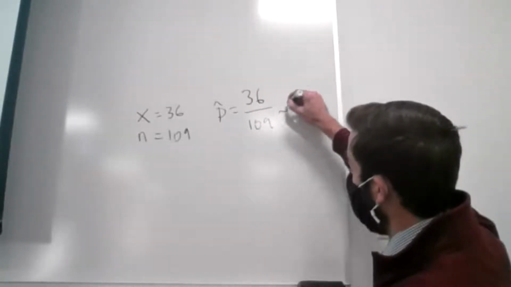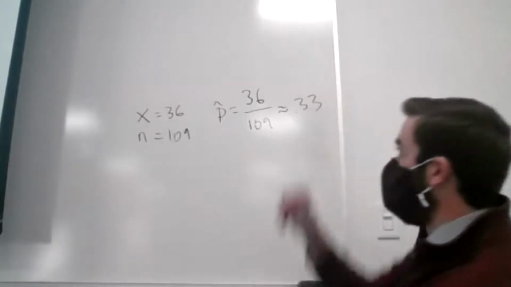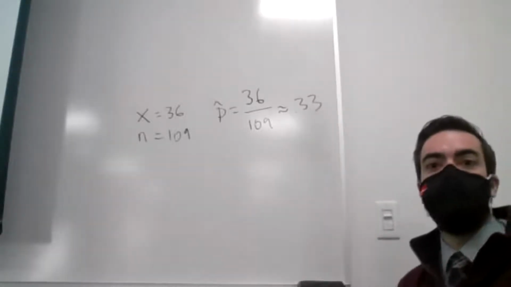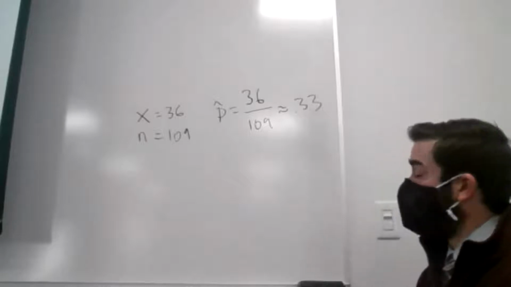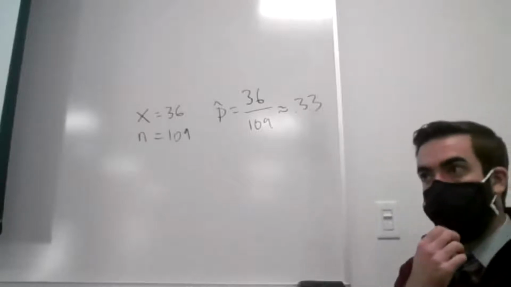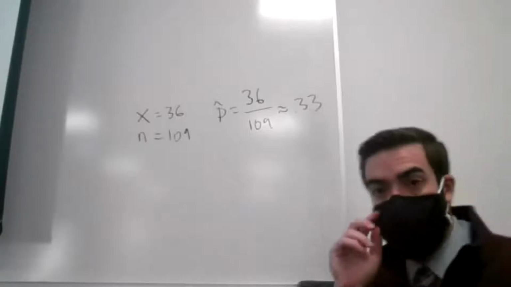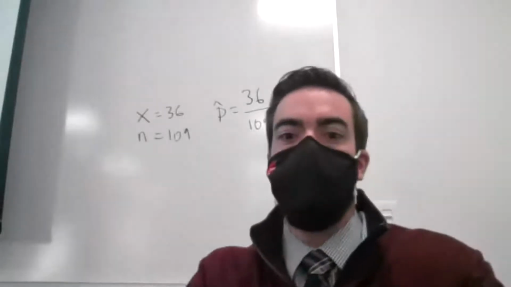So you'll simply take 36 divided by 109 to get your sample proportion. So here that ends up being about 0.33. Excuse me. So that was our sample proportion that we found from our data.